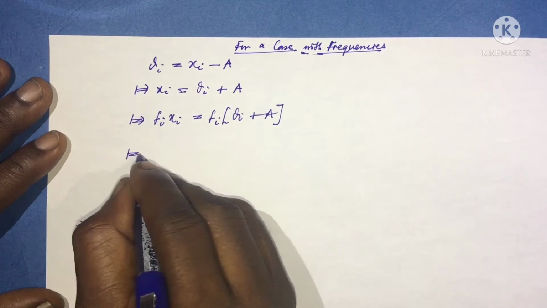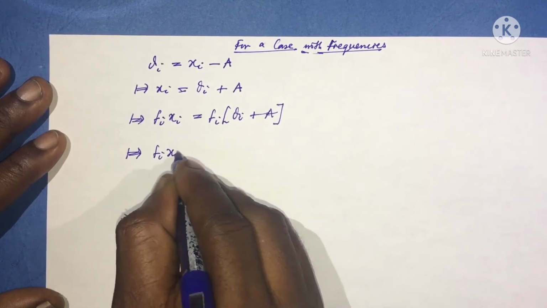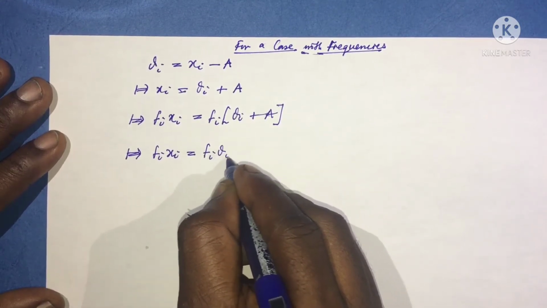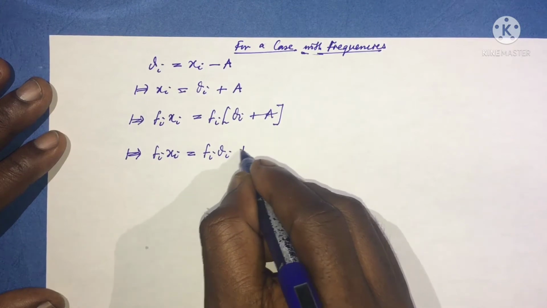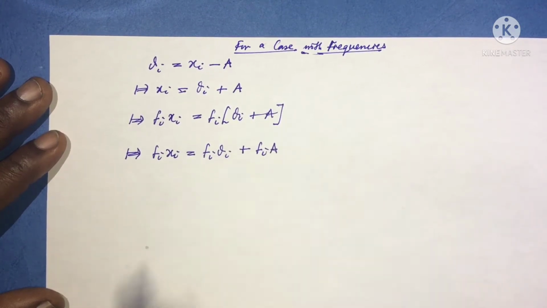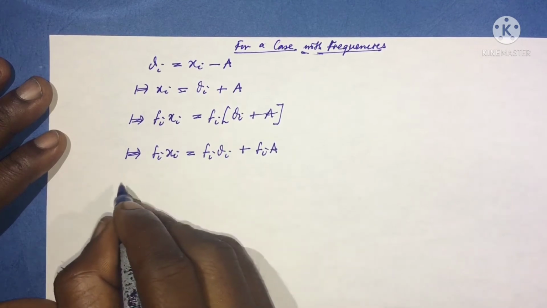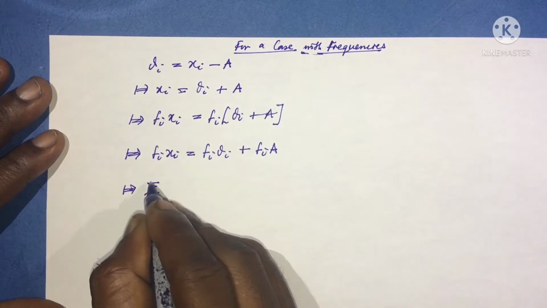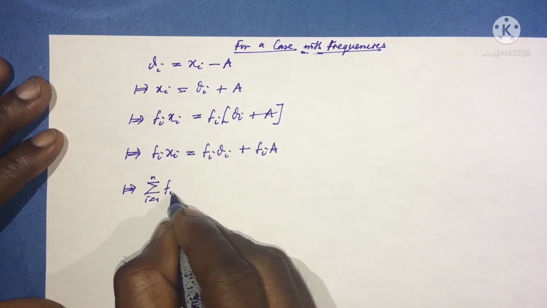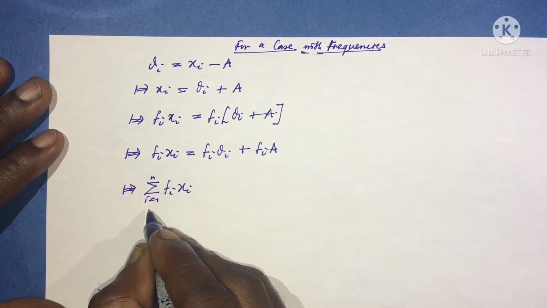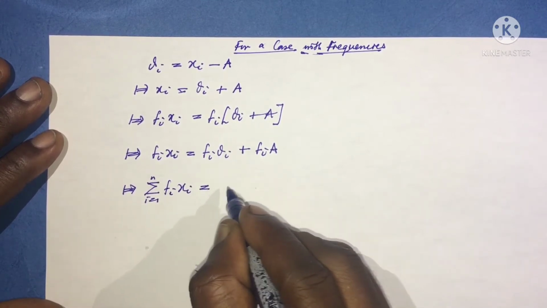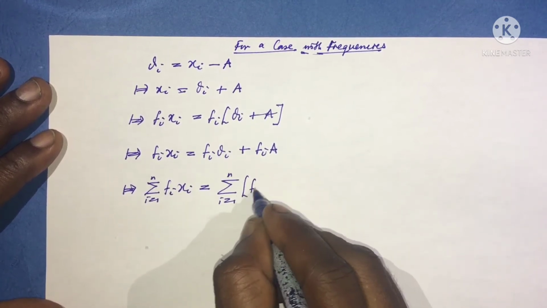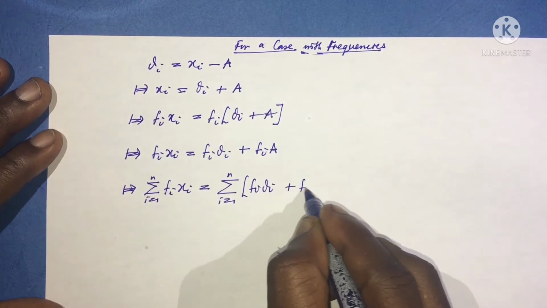Now if I continue this procedure, this will be fi xi equals fi multiplies di to give fi di, fi multiplies a to give fi a. Now at this point I can take the summation from i equals 1 to n of both sides, and that will give me the summation from i equals 1 to n of fi xi equals the summation from i equals 1 to n of fi di plus fi a.